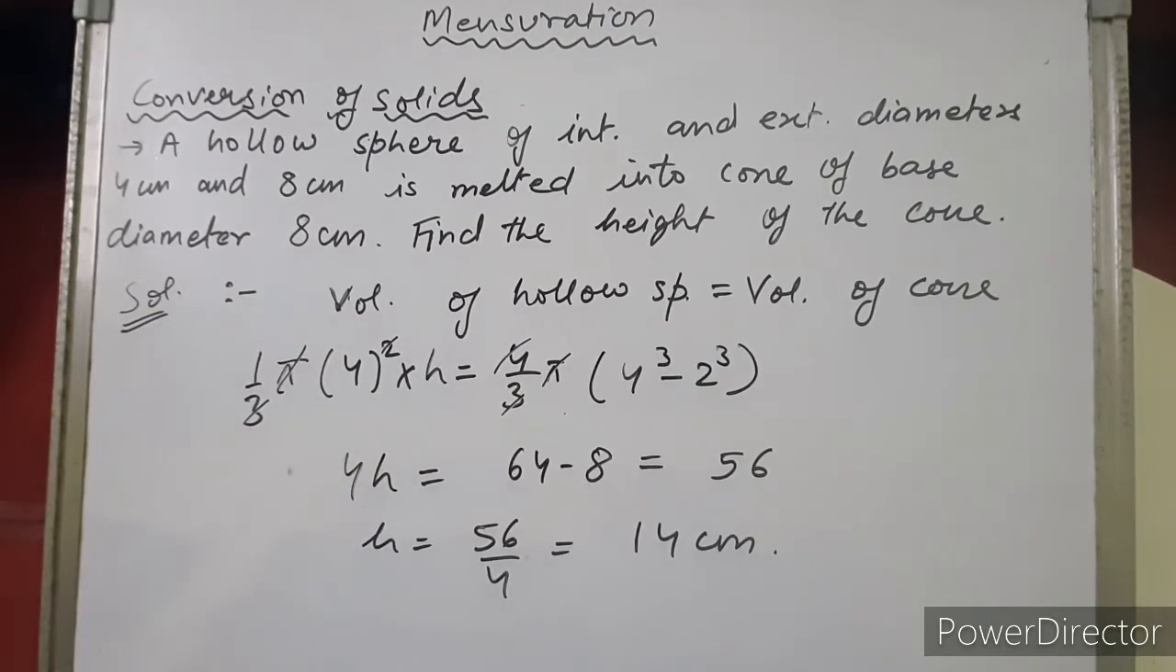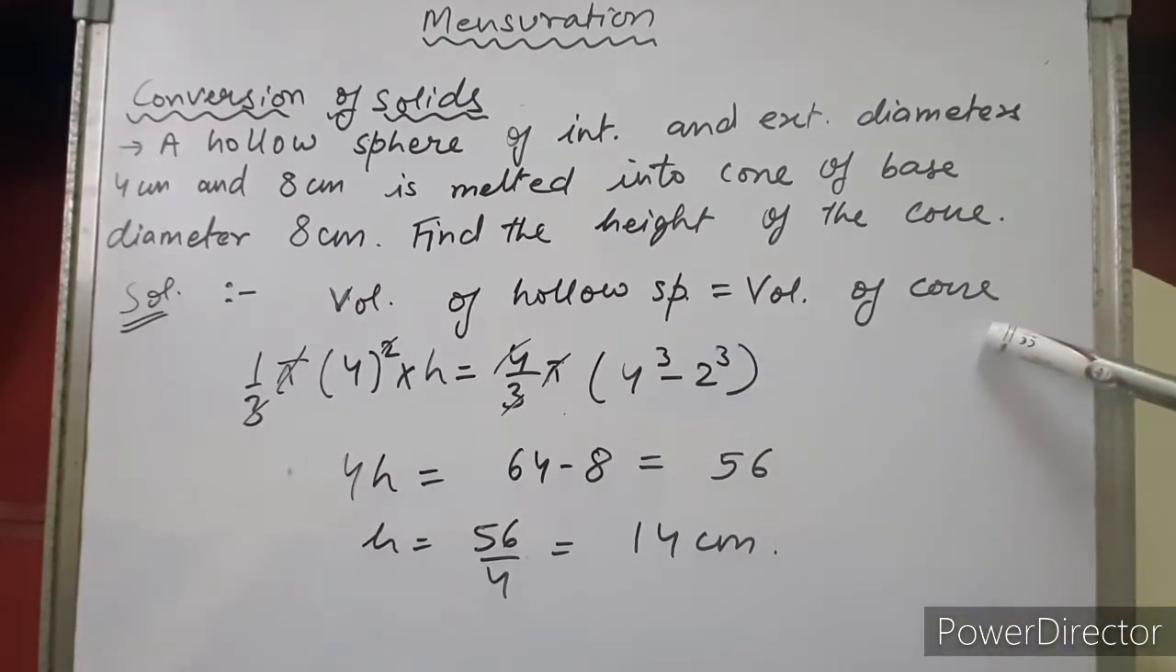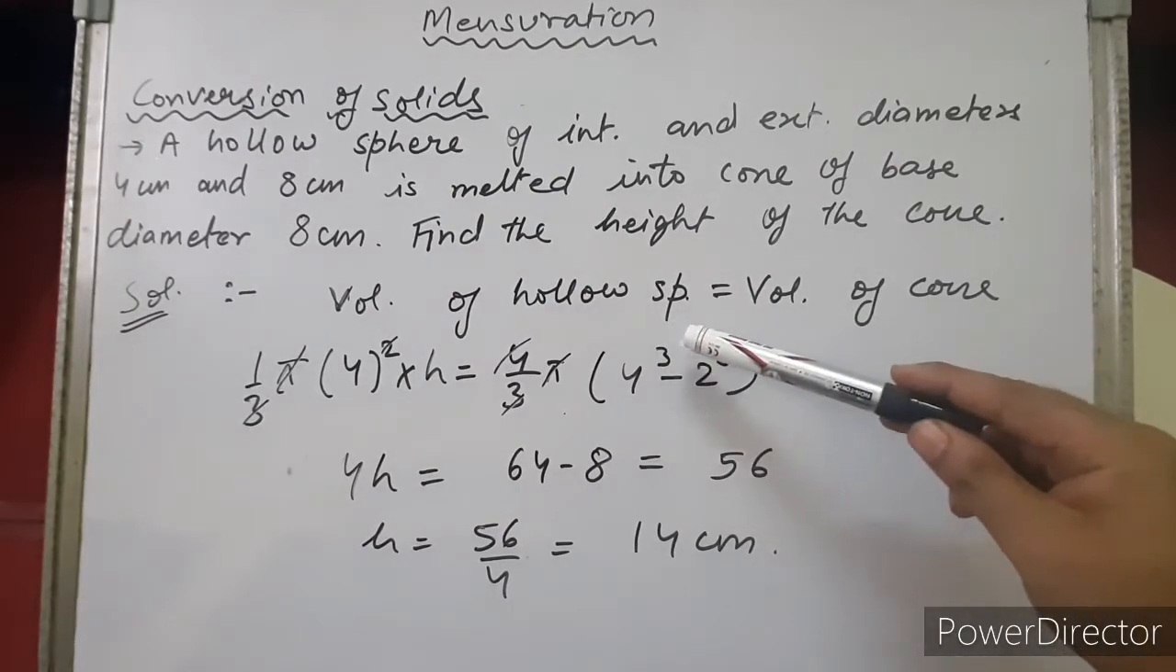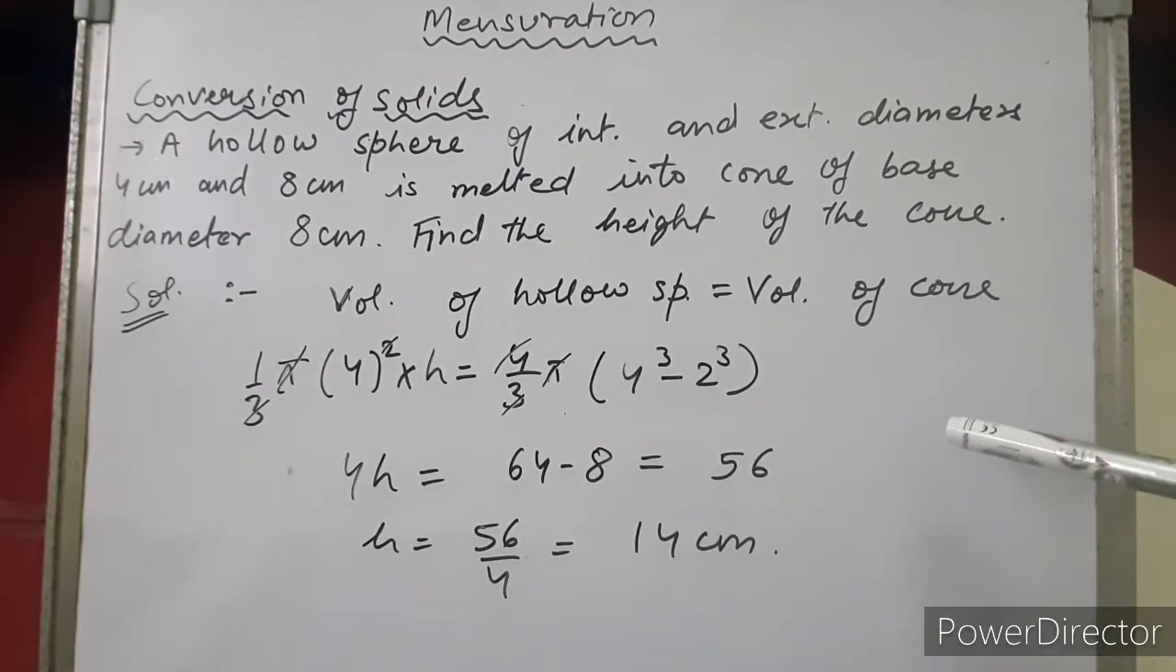Right. Because the hollow sphere has been melted to form a cone, the volume of the hollow sphere and the volume of the cone are both the same, because one solid is being melted to form another solid. That means the volume of both the solids will be the same. All right, children. Understood this much?